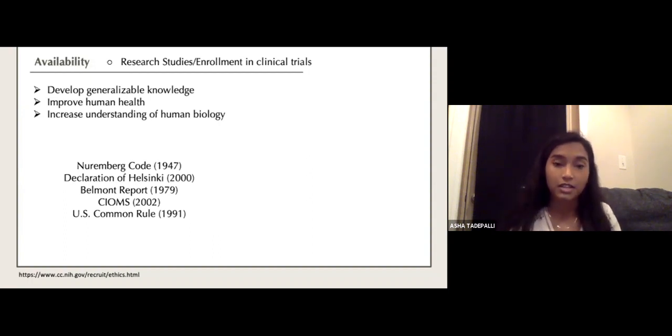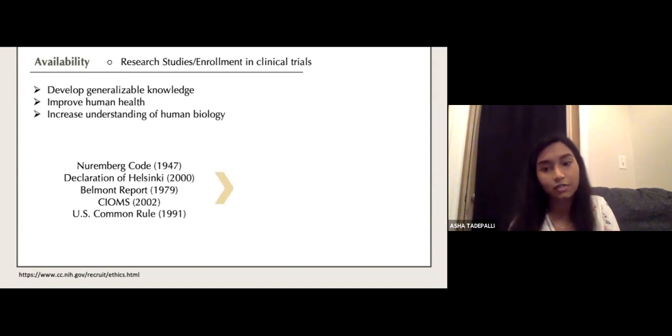So the Nuremberg Code in 1947 was a direct response to the Nuremberg trials, the Declaration of Helsinki after medical research with human participants, the Belmont Report in response to the Tuskegee experiment, CIOMS, which is in collaboration with the World Health Organization, and then the US Common Rule in 1991, which was revised in 2018, and it outlines the basic provisions for review boards, informed consent, and assurances of compliance.